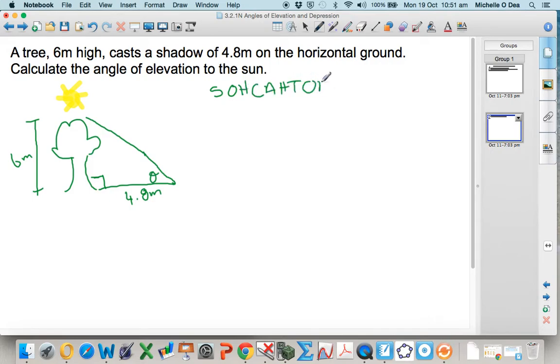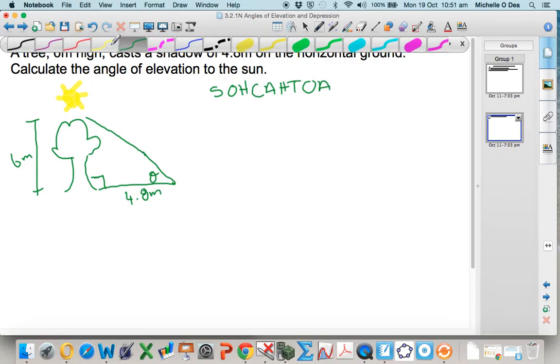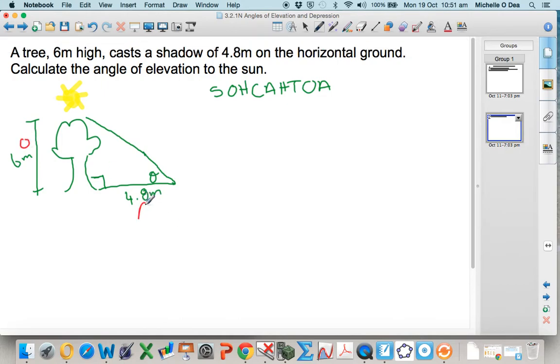And we need to determine which sides we have. So we have opposite. We have adjacent. So opposite, adjacent, it's a tan again. So tan theta, make sure you get them the right way around, 6 over 4.8. Now remember, we're finding an angle, so remember from last lesson, to get rid of that tan, we do the inverse of both sides. And then we just pop it in the calculator again.